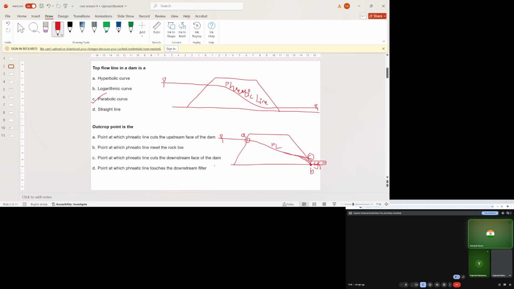But the outcrop point, as a definition, is without the presence of any filters or external structures, the intersection point of the phreatic line at the downstream end is known as outcrop. Any doubts? Okay, is it clear? Are you able to follow me? Is my speed fine, or do you want to slow down a little?